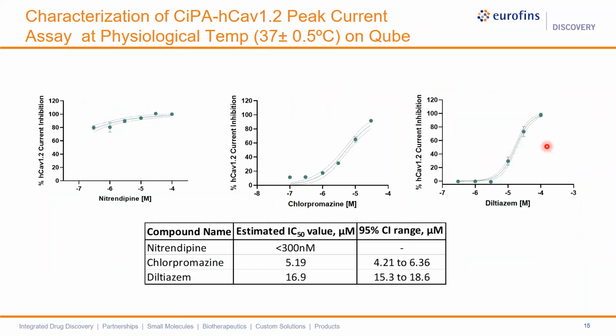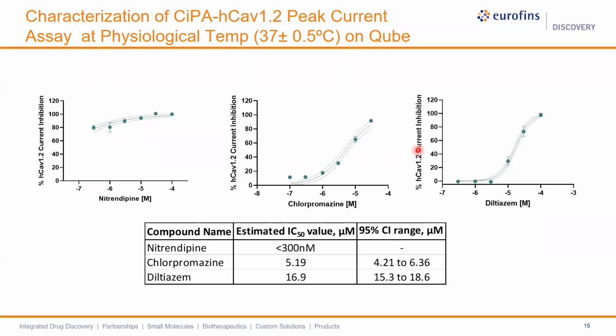So as I mentioned, looking at the nifedipine data, the tail current, more like the state-dependent inhibition, even at the lowest concentration, it blocked 80% of the current at 300 nanomolar. But if you look at the peak current, the IC50 is around 1 micromolar.